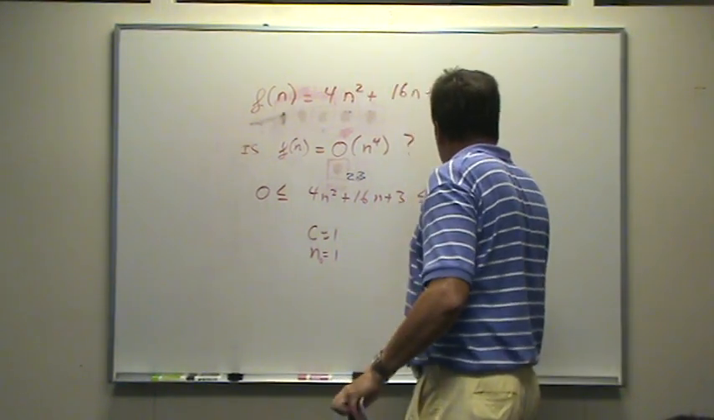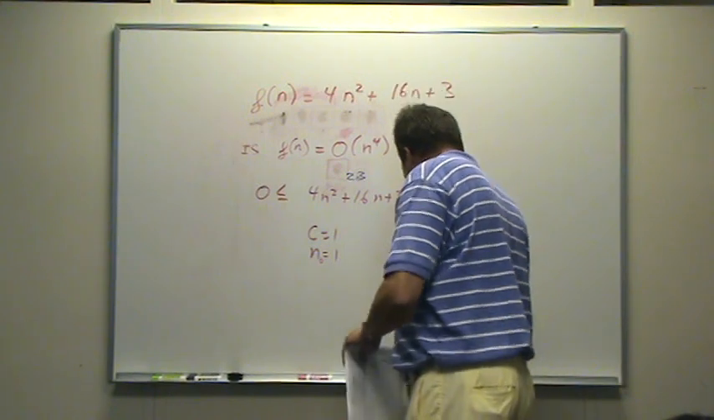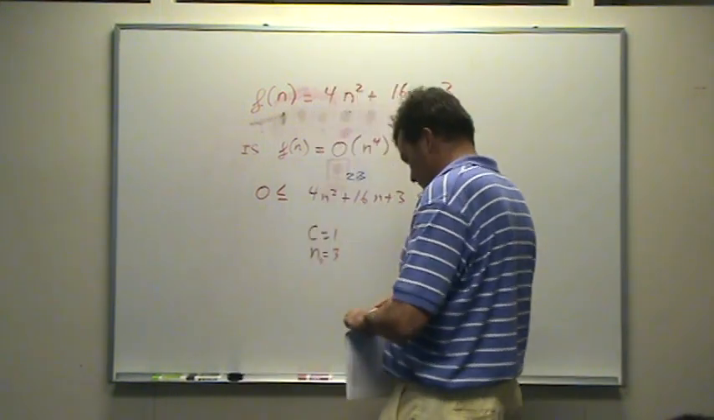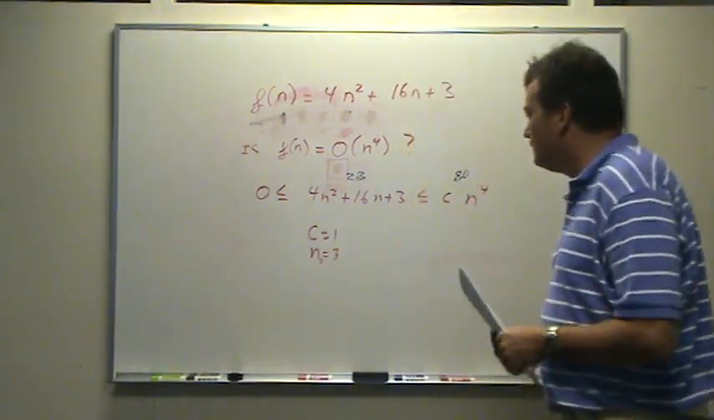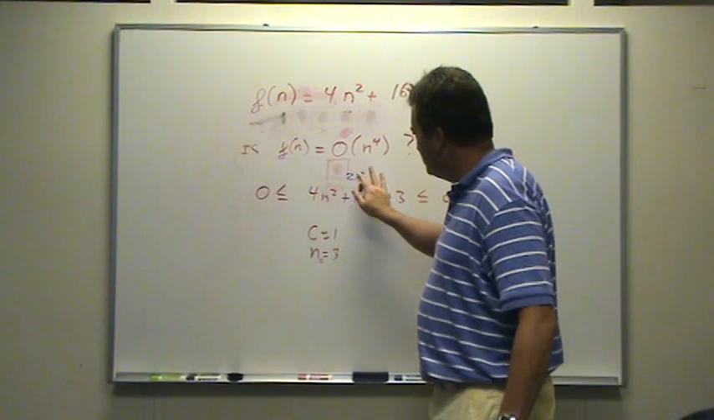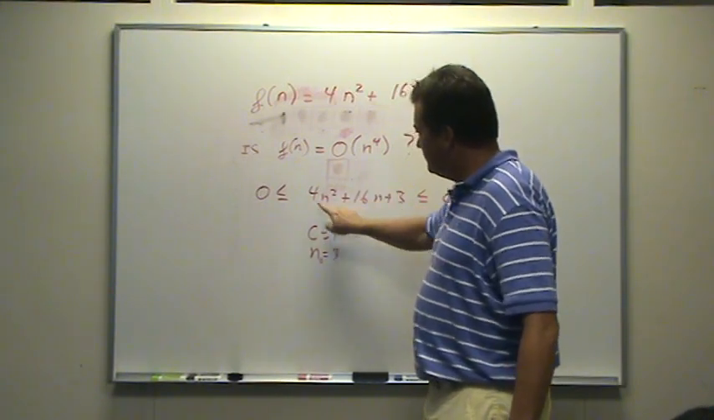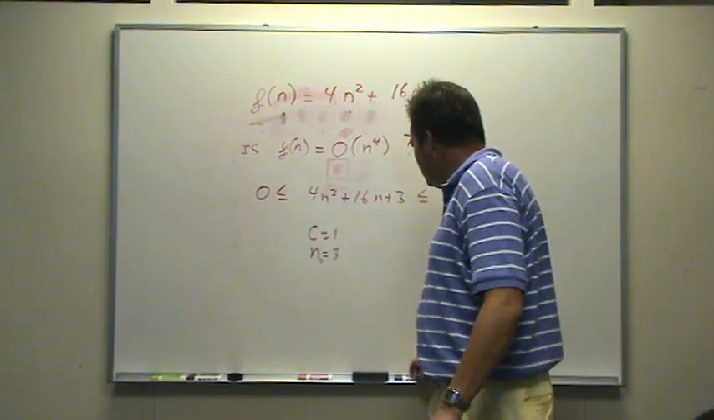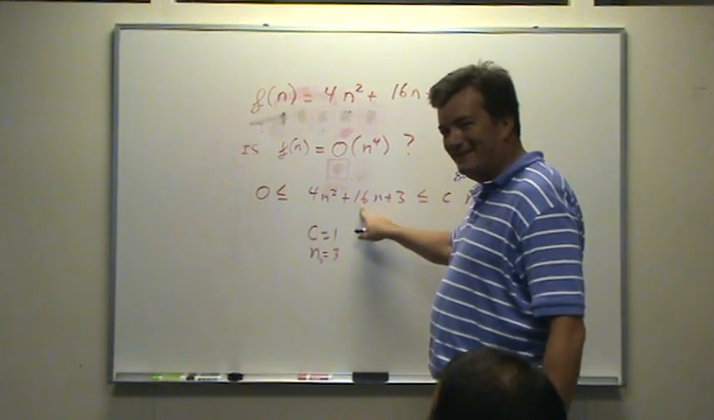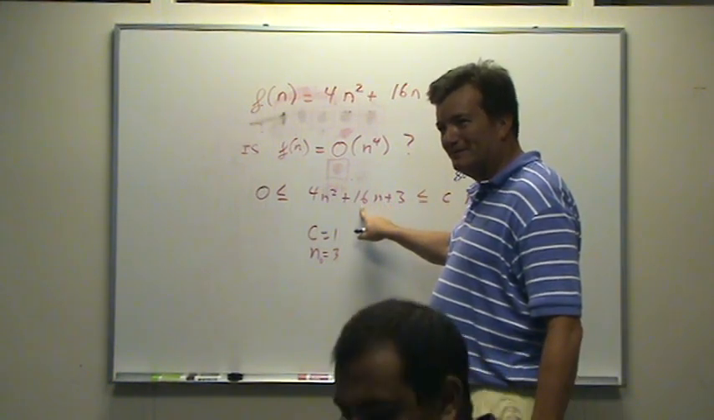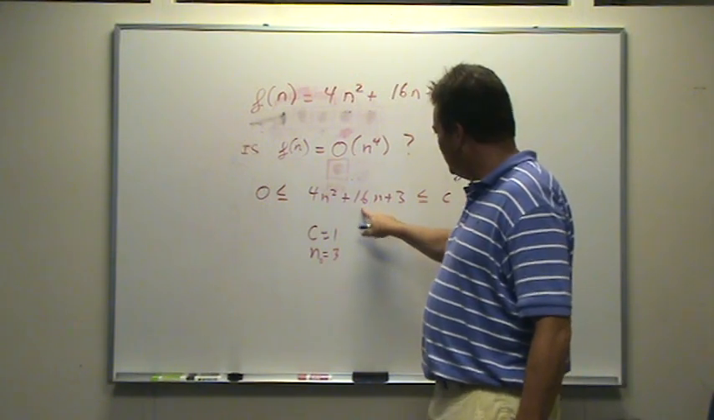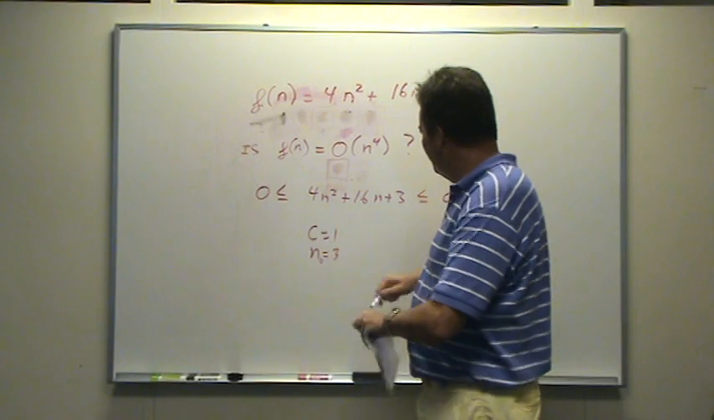This would become 81. If we said for all values greater than 3, and what is this? 9 times 4 is 36, plus 3 times 16 is 48. 48 plus 36 is 74, 77. Is that true?